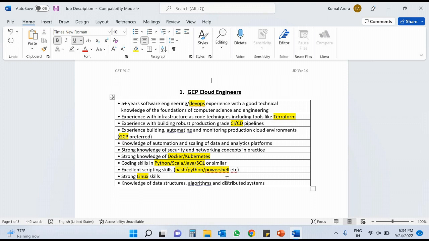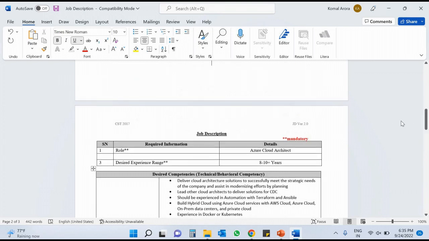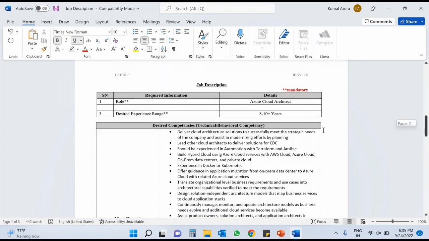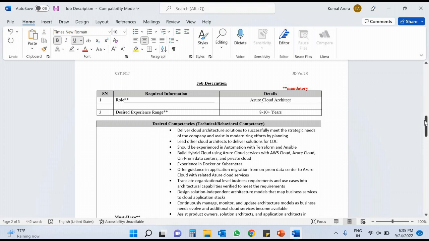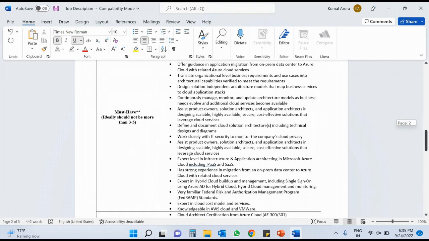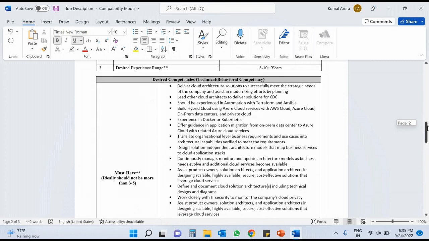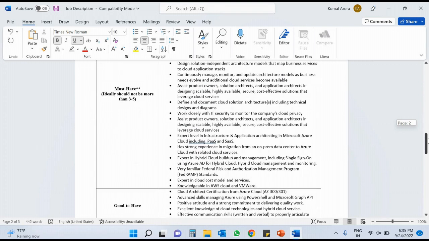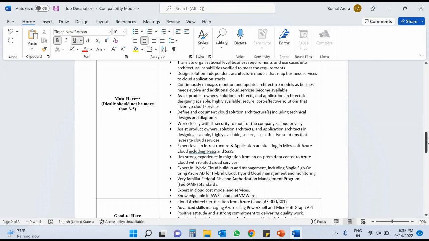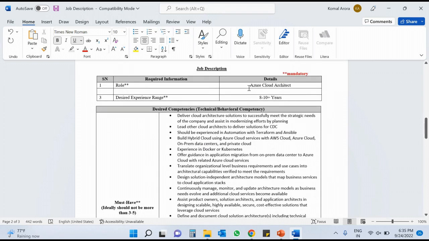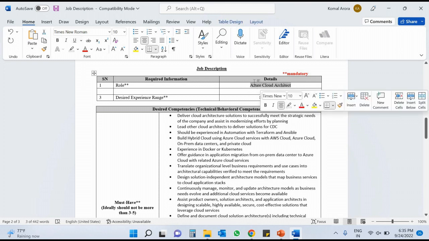But where do we get stuck? When we find a job description containing 4 to 5 pages. Suppose this is our next JD, an Azure Cloud Architect. Here, friends, look, a lot of lines are mentioned in this JD. So I will tell you how we find the important keywords in a big JD. Our requirement is Azure Cloud Architect. We are looking for an architect with experience on Azure Cloud.